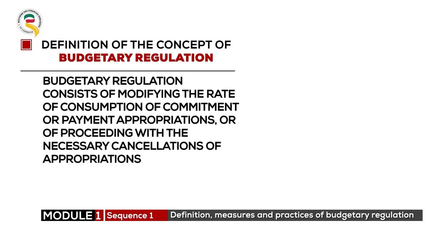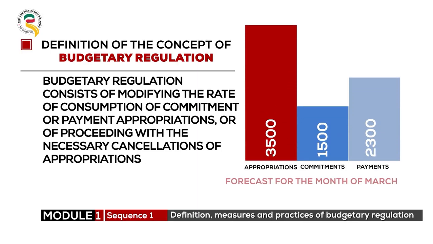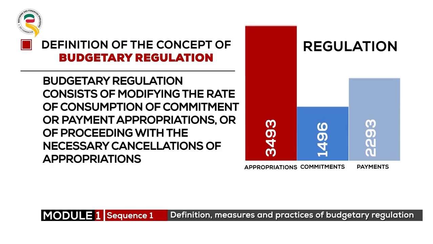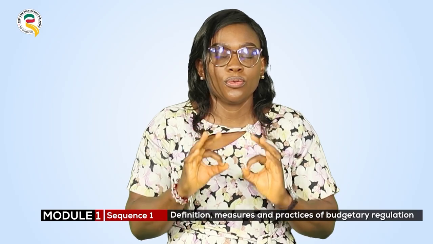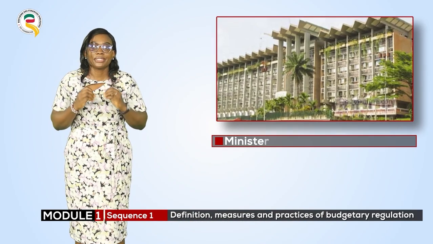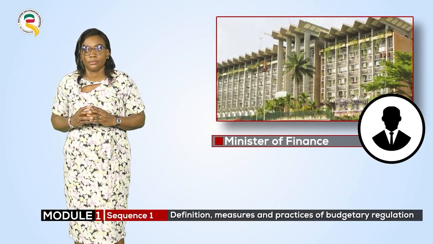Budgetary regulation consists of modifying the rate of consumption of commitment or payment appropriations, or canceling the necessary appropriations. If necessary, it can lead the state to adjust the budget during implementation in order to take a new priority. The Minister of Finance is responsible for budgetary regulation.